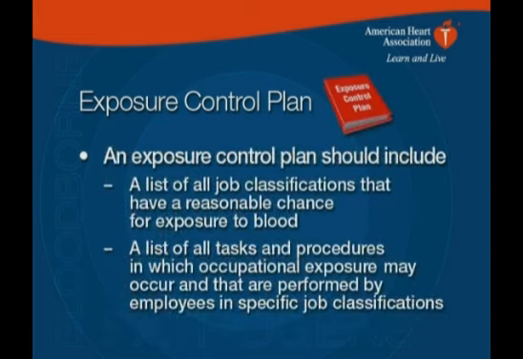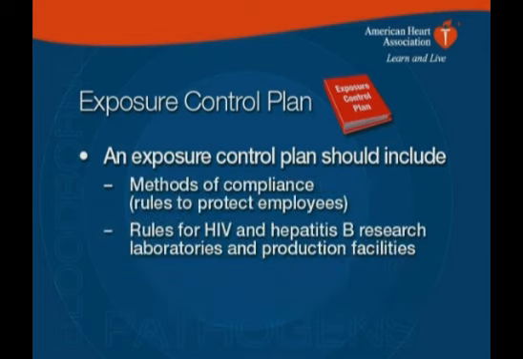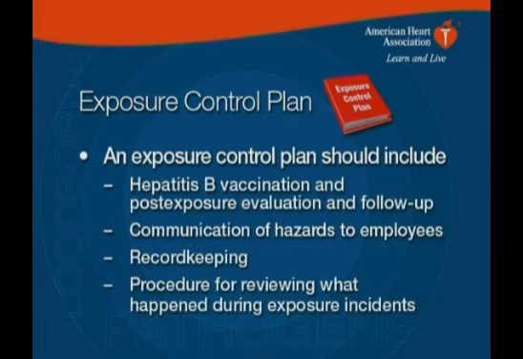When you see the exposure control plan symbol, know that you can find more information in your company's exposure control plan. An exposure control plan should include the following: a list of all job classifications that have a reasonable chance for exposure to blood, a list of all tasks and procedures in which occupational exposure may occur and that are performed by employees in specific job classifications, methods of compliance, which are rules to protect employees, and rules for human immunodeficiency virus, or HIV, and hepatitis B research laboratories and production facilities. An exposure control plan also includes hepatitis B vaccination and post-exposure evaluation and follow-up, communication of hazards to employees, record-keeping, and a procedure for reviewing what happened during exposure incidents.